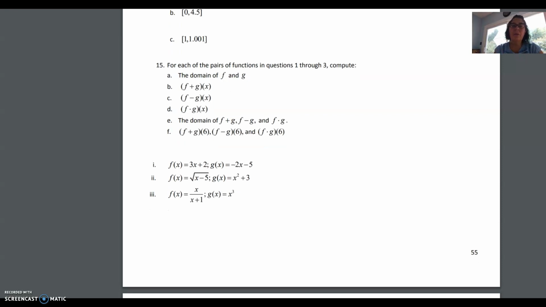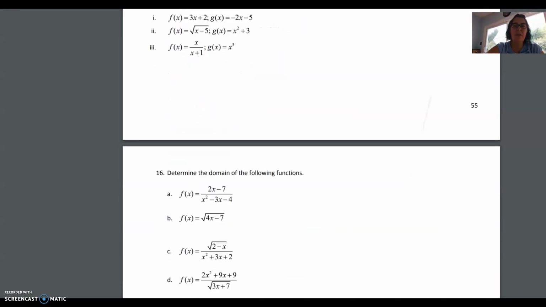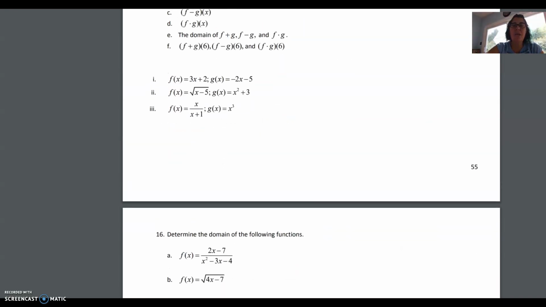You're going to compute the combinations of functions again. Not going to spend more time on it. How would you add the functions? How would you subtract the functions? And how would you multiply the functions? All right. Don't go crazy when you're adding them.